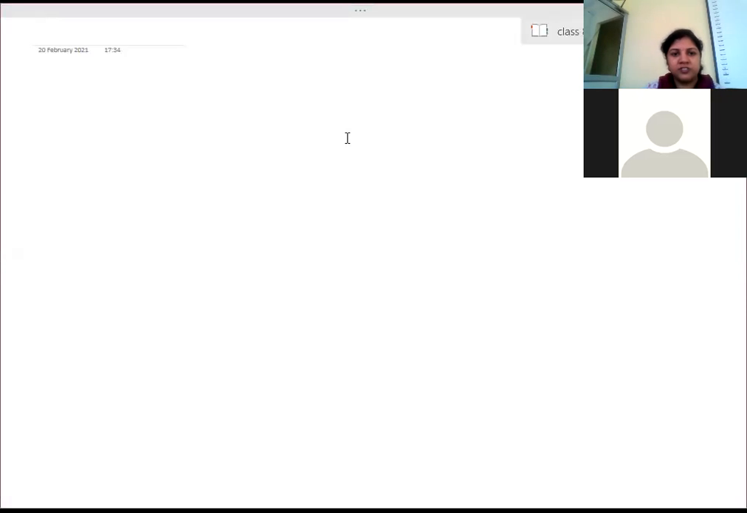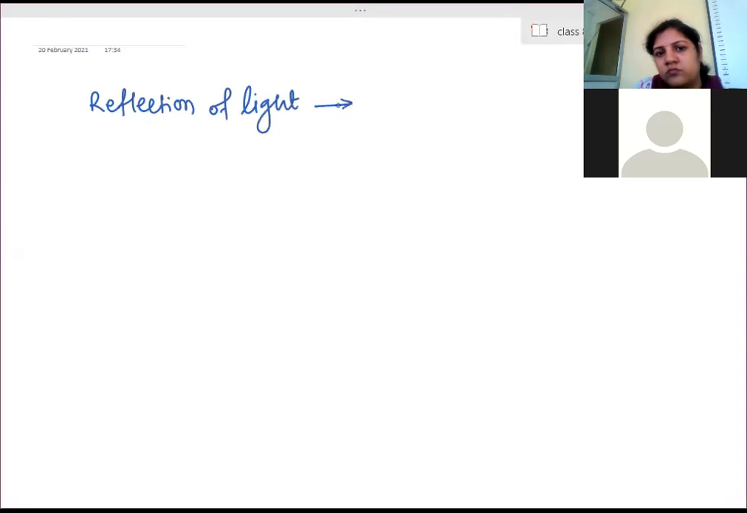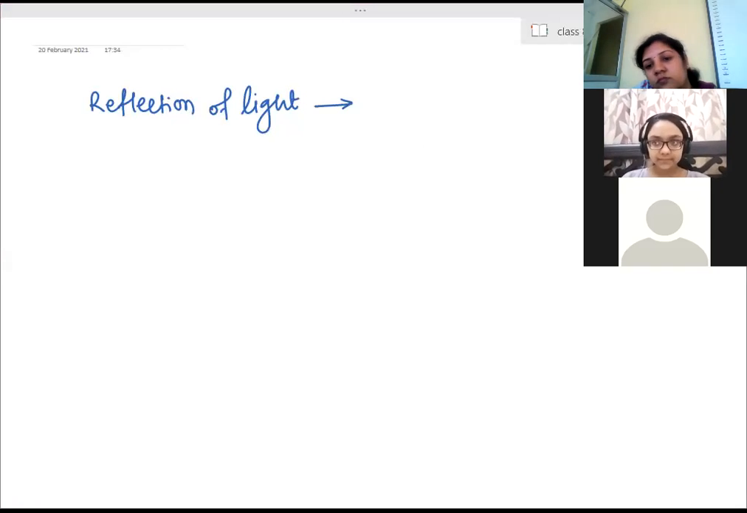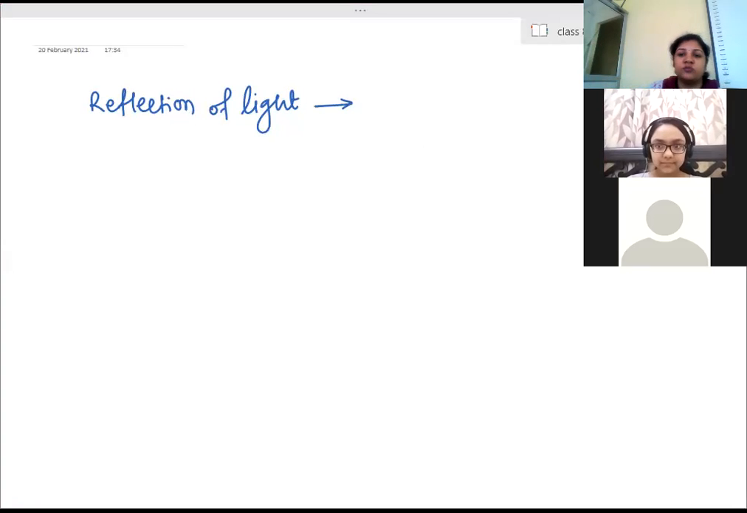So, light chapter, first thing, reflection of light. First, turn on your camera. No one has turned it on. Leave it. Then if you do, don't do, I don't care.